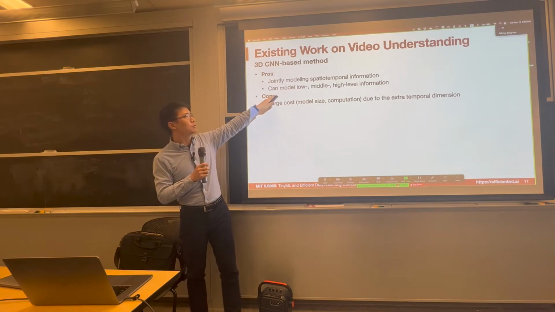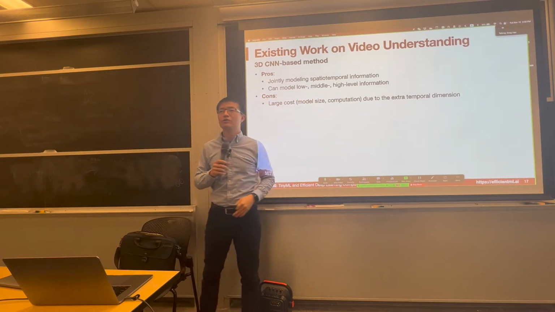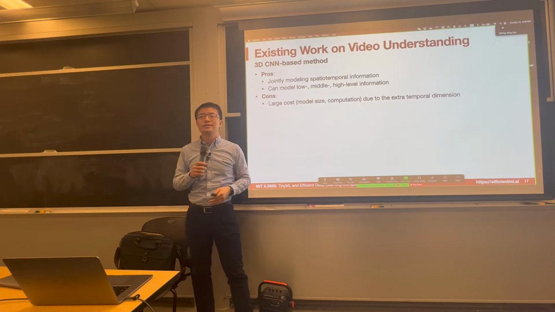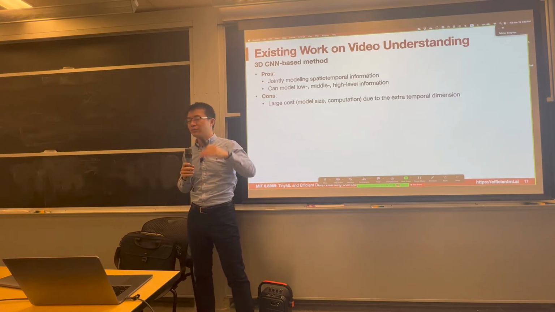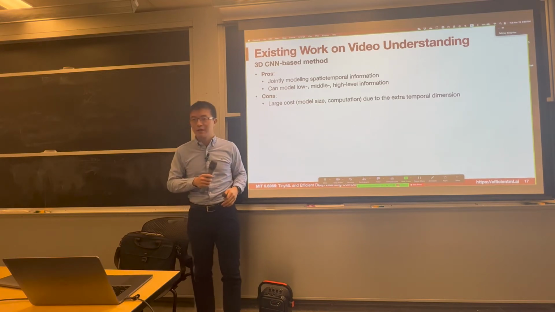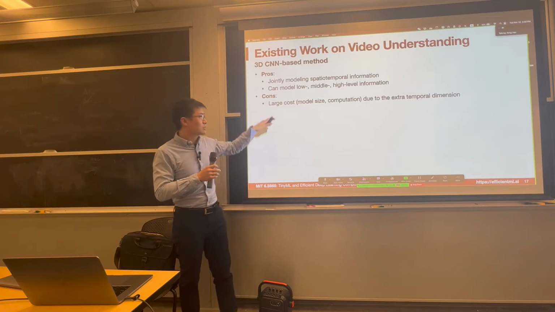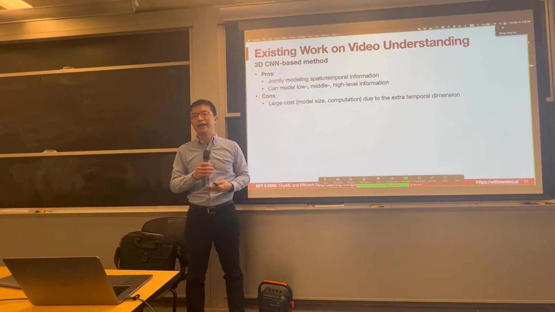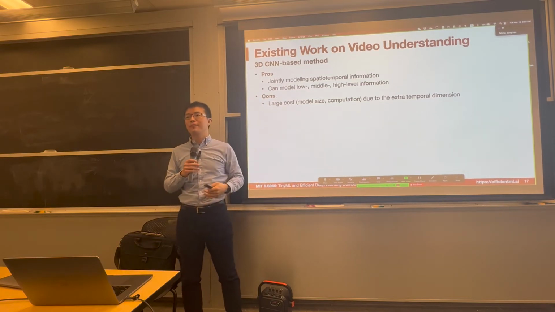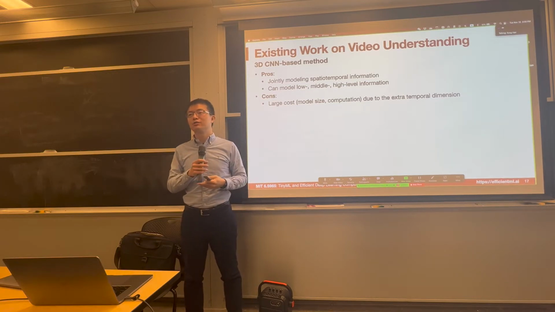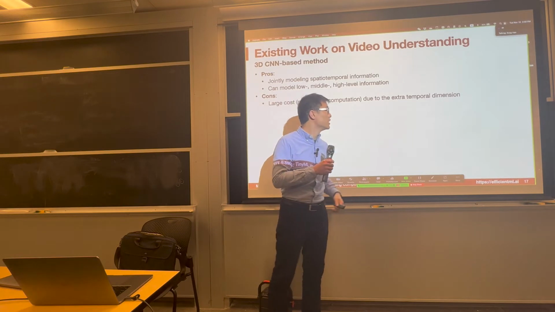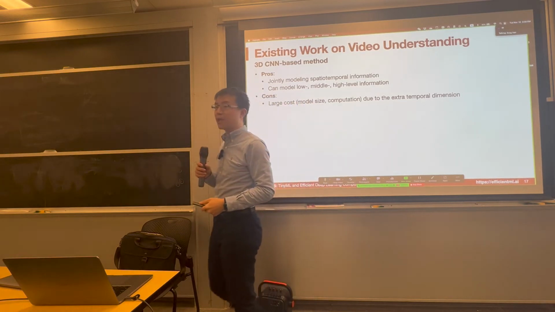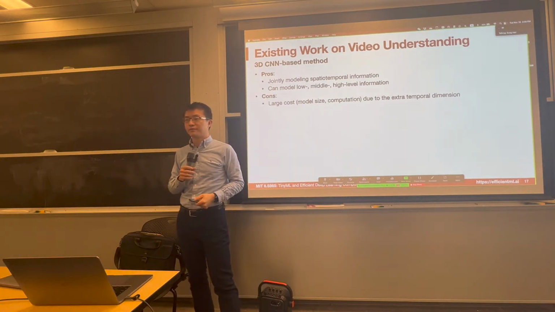We can model the low-level, mid-level, and also the high-level information since we are using 3D convolution from the beginning, by fusing different temporal frames rather than fusing them very late. However, like we discussed, the cost is pretty high. Right? We introduced another dimension. We have 5-dimensional kernels, right? Model size and computation both increased due to the extra temporal dimension.